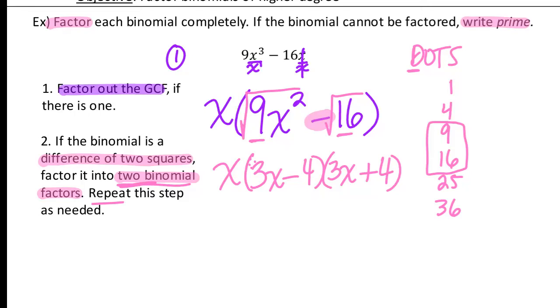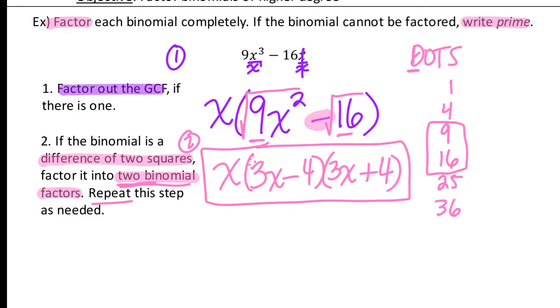And then it says repeat this step as needed. So you want to check to see if you have any more squares. If you notice that x is inside the binomial, these do not have a square anymore. So I can't move on any further. I am finished. That is your final answer to this example. Okay, so step 2 was to split it into two binomials if it was a difference of two squares.